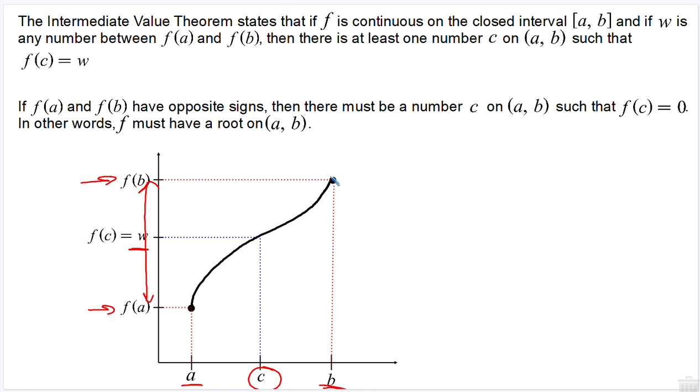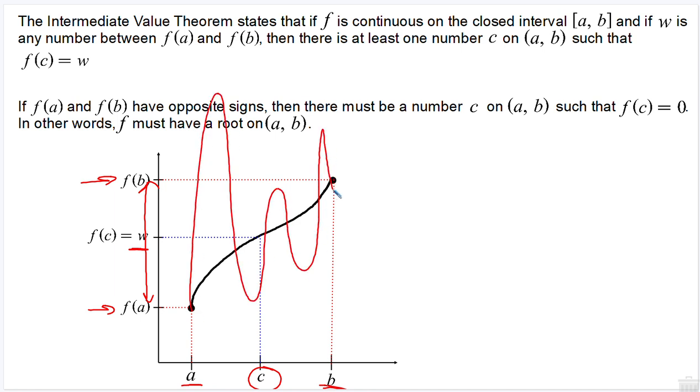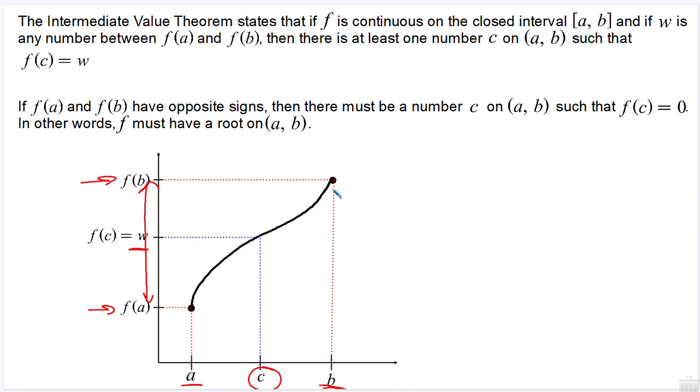It doesn't guarantee that that's the only thing that'll happen, right? I might have some values up higher that aren't between f of a and f of b, but still every number between f of a and f of b was obtained by some number between a and b. Okay? That's all this theorem is saying. That's the intermediate value theorem.